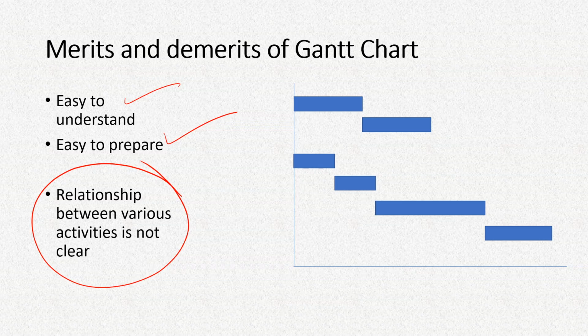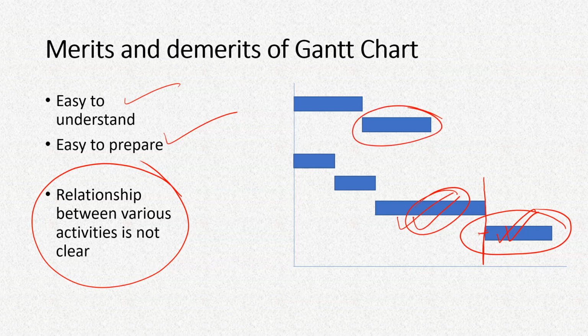For example, if we look at this last activity, it may be dependent on this activity. That means we can assume or guess that since it has started after completion of this activity, it must be dependent on this activity. But it could also be dependent on this activity, but this activity is already completed. So in this kind of representation, it is not clear whether this activity is dependent on this activity or not.